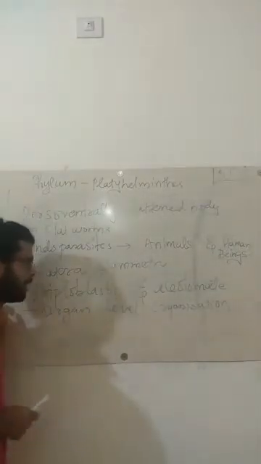So what we have said is that they have a dorsoventrally flattened body, so they are called flatworms, and most of them will be endoparasites found in animals, including human beings. The flatworms are bilaterally symmetrical, triploblastic and acoelomate animals with organ level of organization.